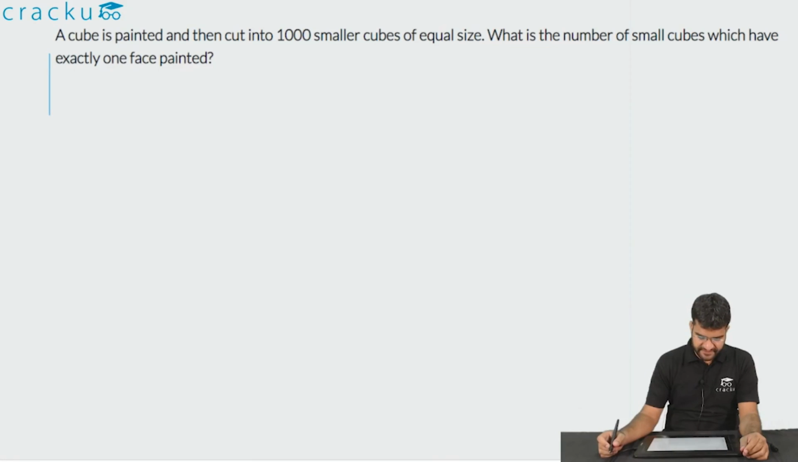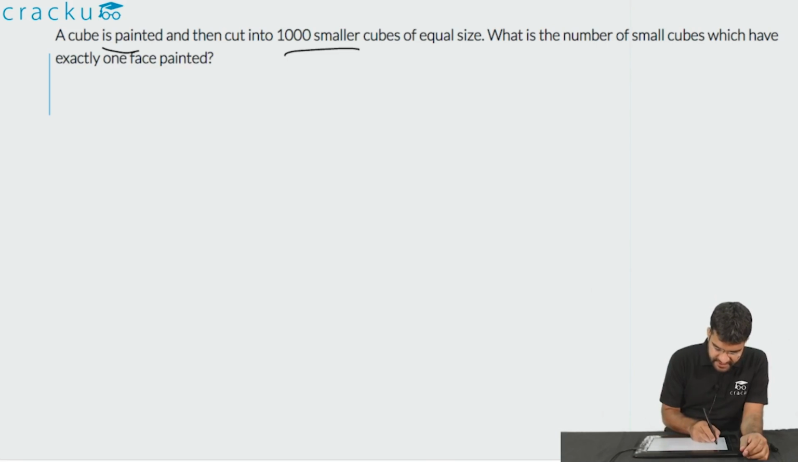In this question, it is given that there is a cube which is painted, which is cut into 1000 smaller cubes of equal size. We are required to find out the small cubes which have exactly one face painted. So let us assume that the initial dimensions of the cube are 10 into 10 into 10, and now each of the smaller cubes will have a dimension of 1 into 1 into 1.